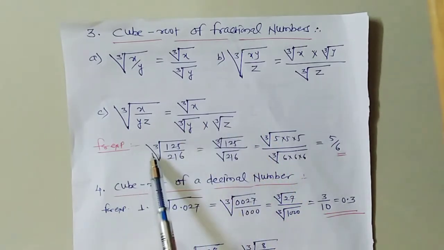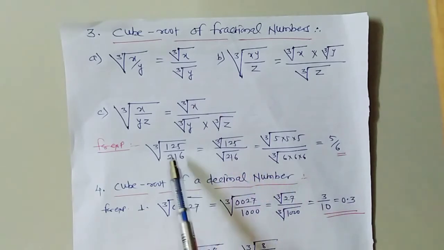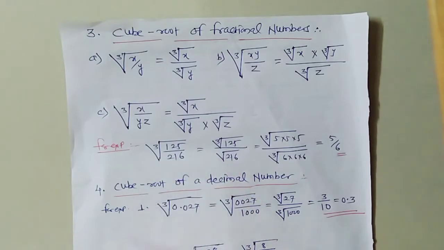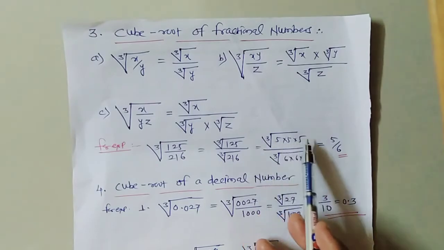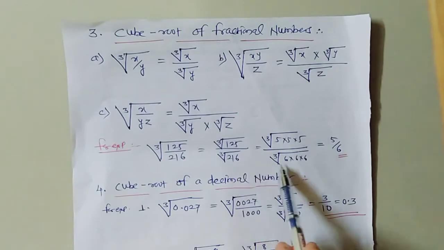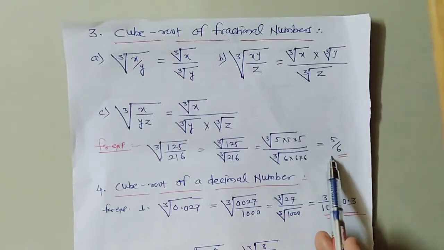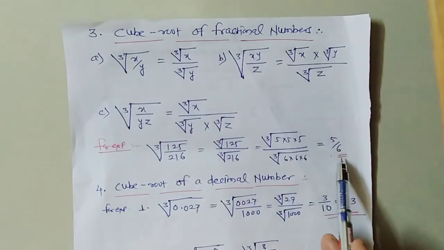For example, you can see cube root of 125 divided by 216. So this is the cube root of a fractional number, which is equal to, according to these rules, we can write the numerator cube root of 125 divided by the denominator cube root of 216, which is equal to cube root of 125, 5 multiplied by 5 multiplied by 5, and cube root of 216 is equal to 6 multiplied by 6 multiplied by 6, so which is equal to 5 divided by 6. So the cube root of 125 divided by 216 is equal to 5 divided by 6.